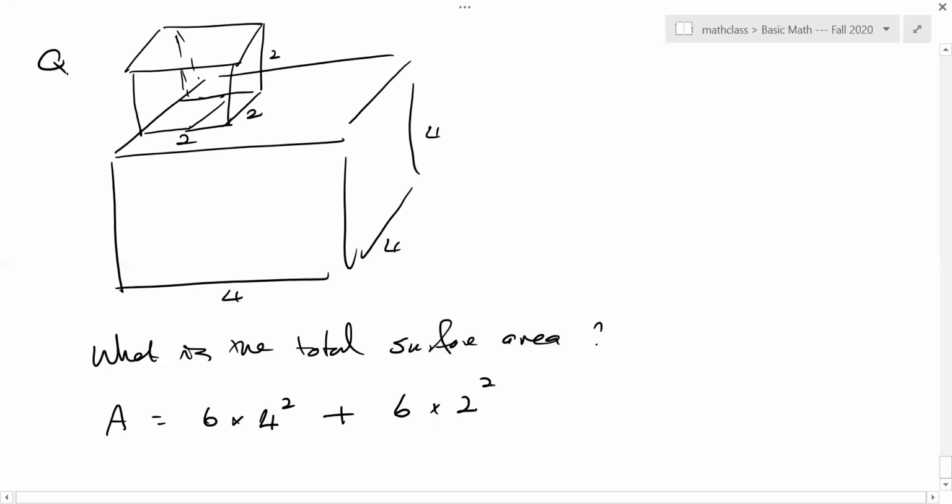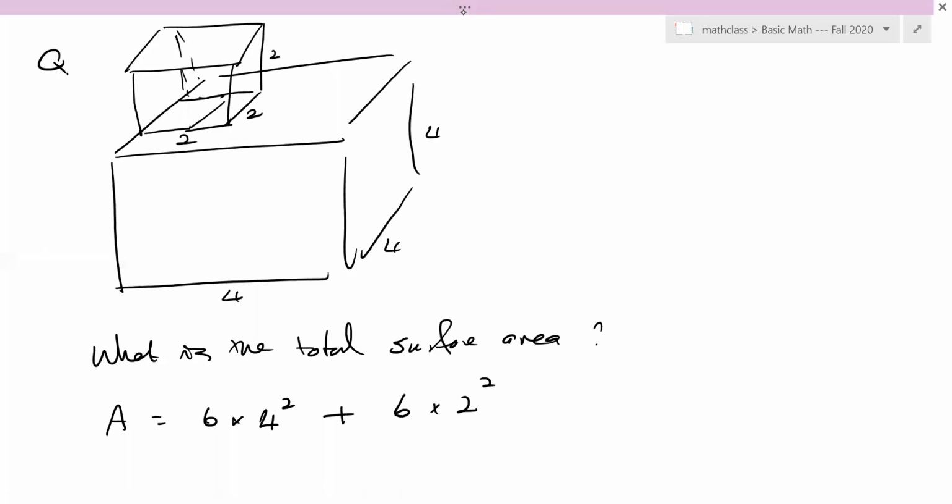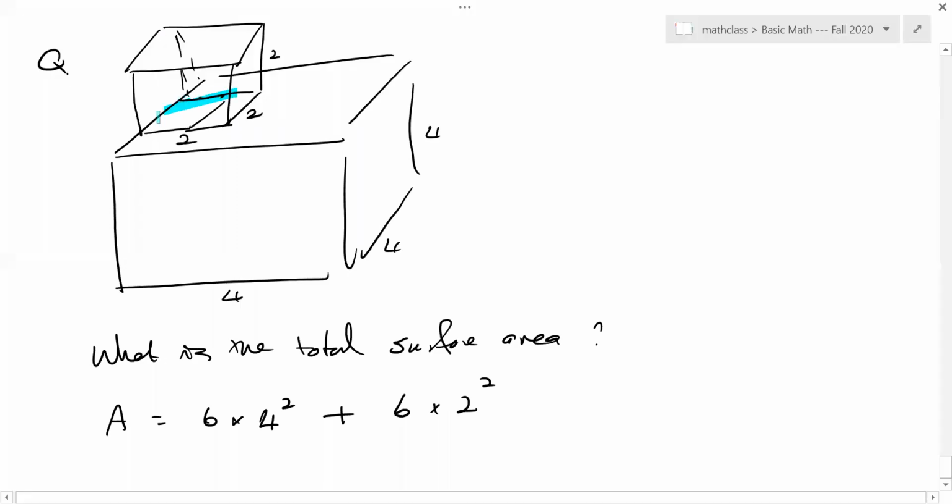Then you have to subtract something. I found out that that piece should be deleted. Because that face, the surface, it's going to be 2 times 2. So that face from the smaller cube should be deleted. So it's minus 2 times 2. But that area is also covered up, so that should also be deleted from the larger one, right?